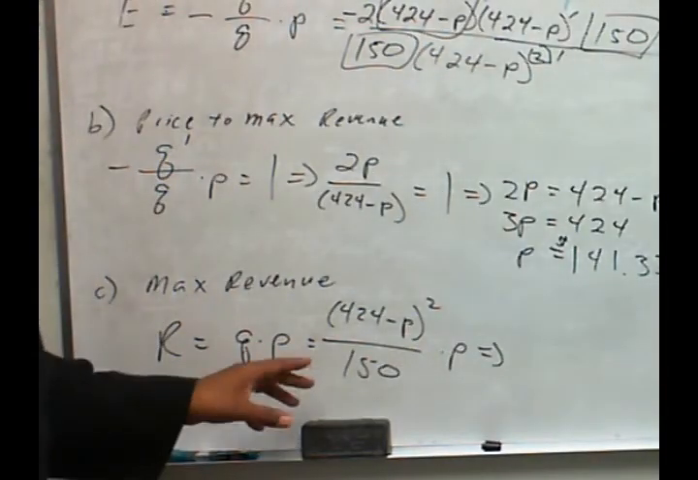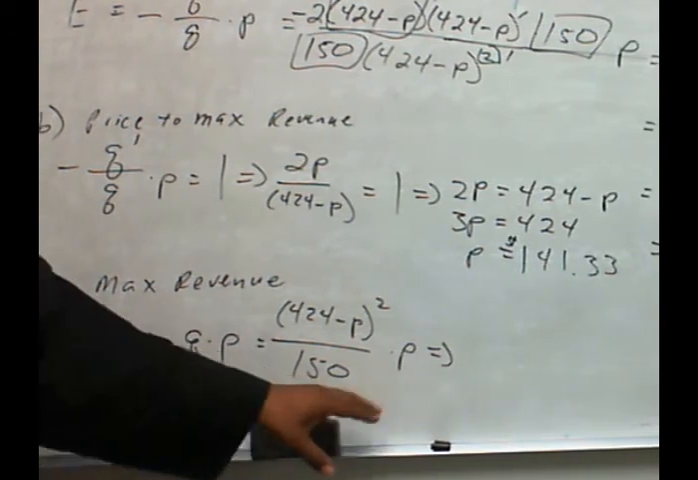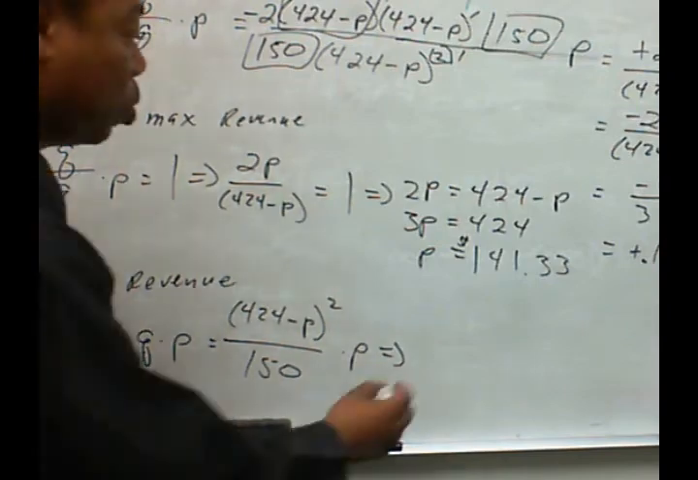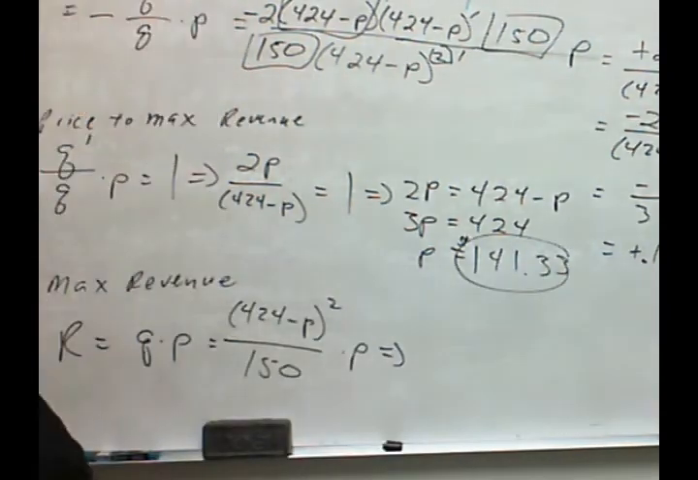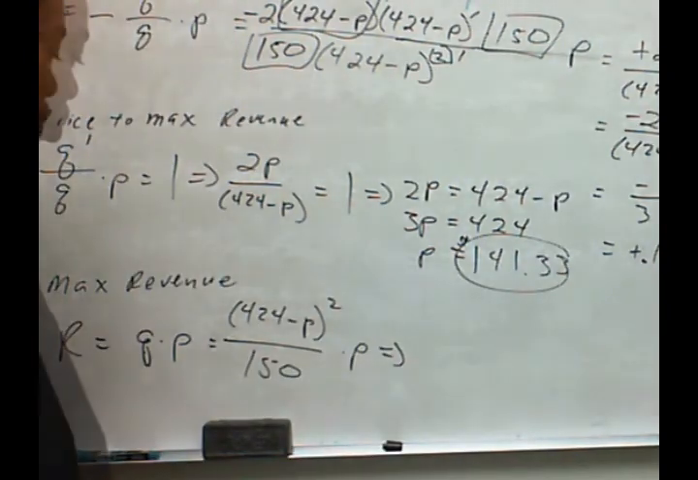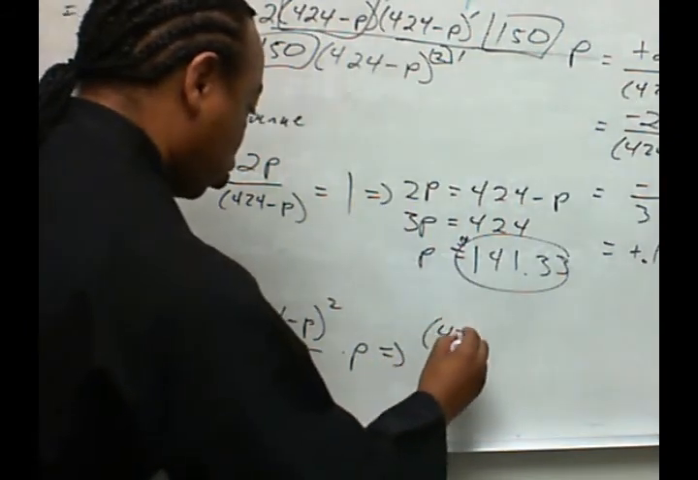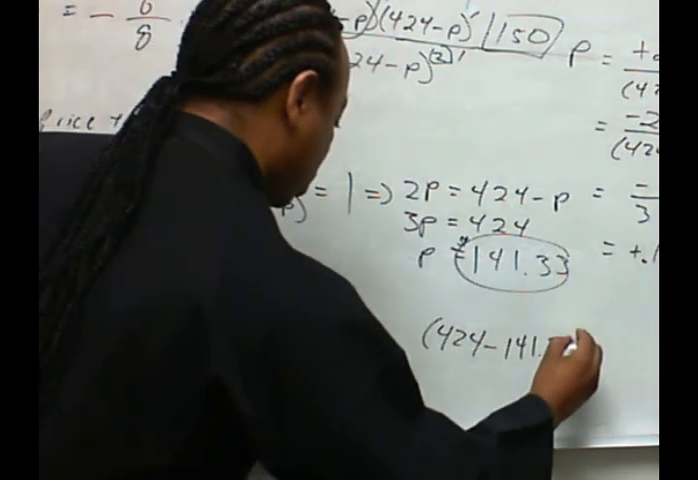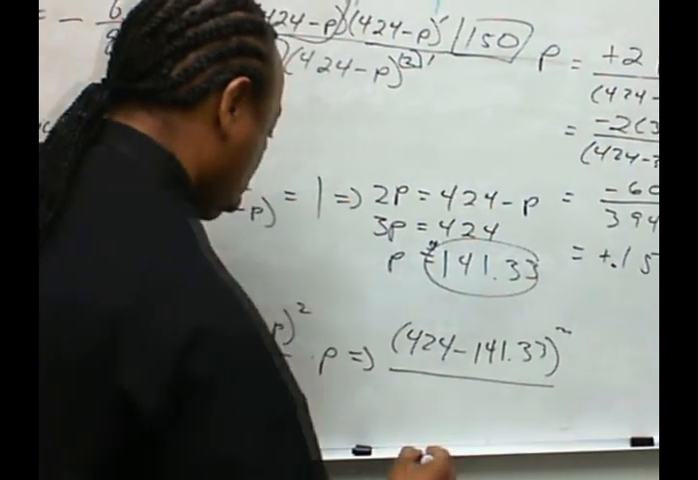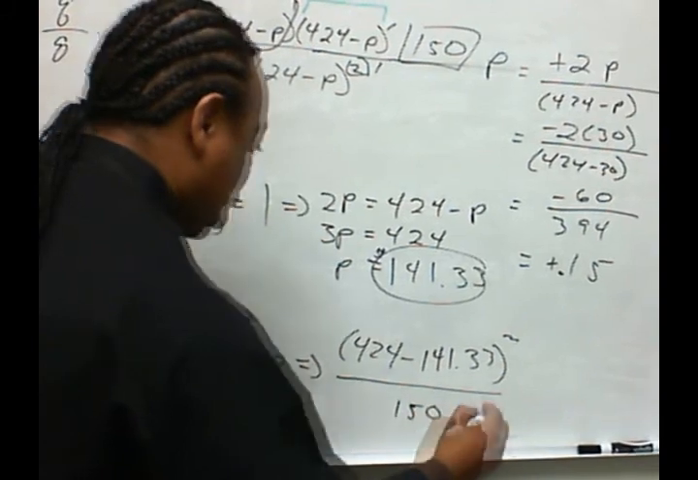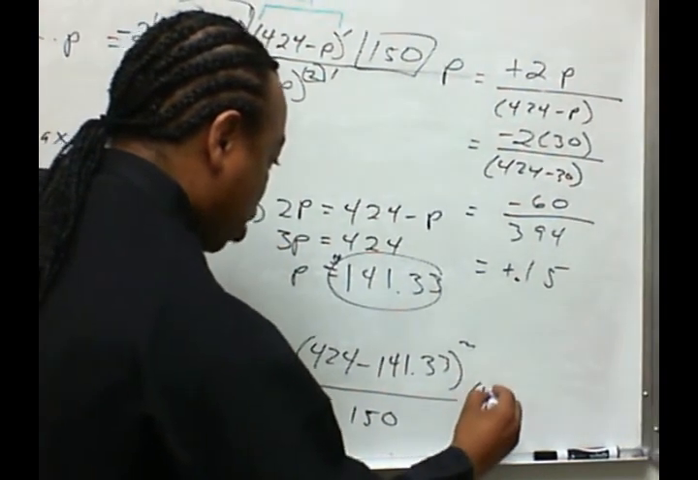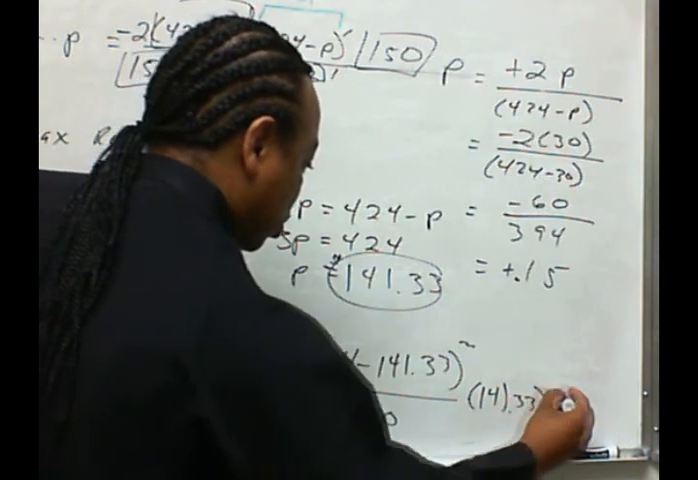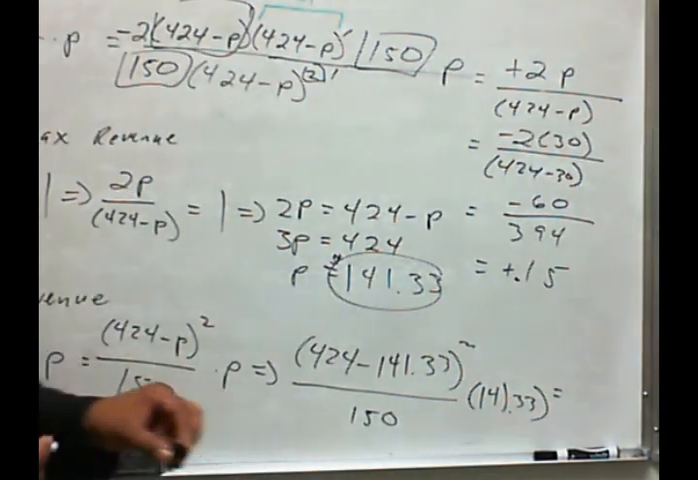Now that we have the demand function times the price, I'm going to put in the price that we found, which is 141 and 33 cents. So 424 minus 141 and 33 cents, all squared, all over 150, and then times the price of 141 and 33 cents. All right, and let's see what that is.